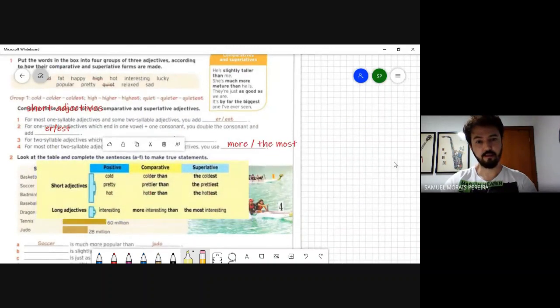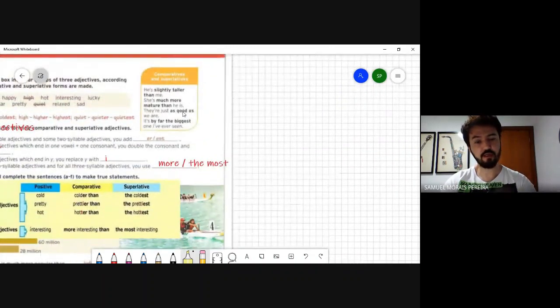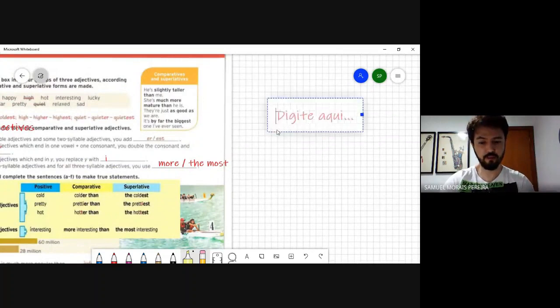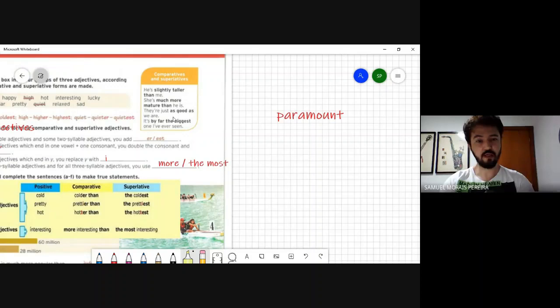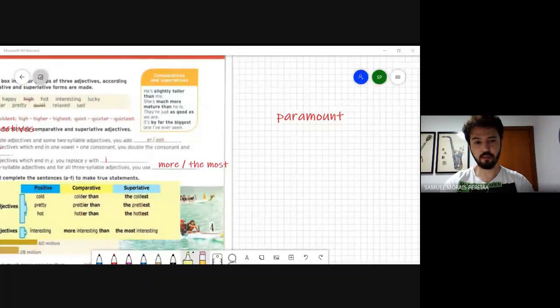So that's it. Now, I think this information here is paramount. So pay attention to the adjective I'm using. Ó, vou falar de novo. This information here is paramount. Do you understand paramount? Paramount is very, very important. Okay, that is the meaning of the word paramount. So I'm going to repeat. That information is paramount. Okay.